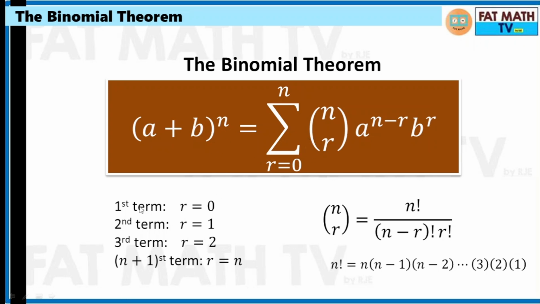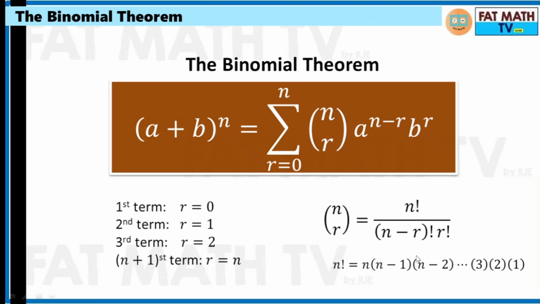And if you want to find the first term, you have to use r equals 0. For the second term, r equals 1. Third term, r equals 2, and so on, until the last term. If you want to have the last term, you have to use r equals n. Of course, n taken r at a time here, or n choose r, is n factorial over (n - r) factorial times r factorial, where n factorial is the product from n going to 1.